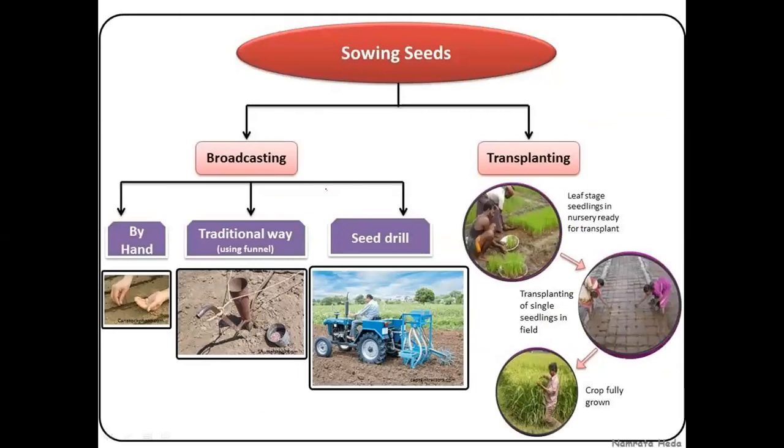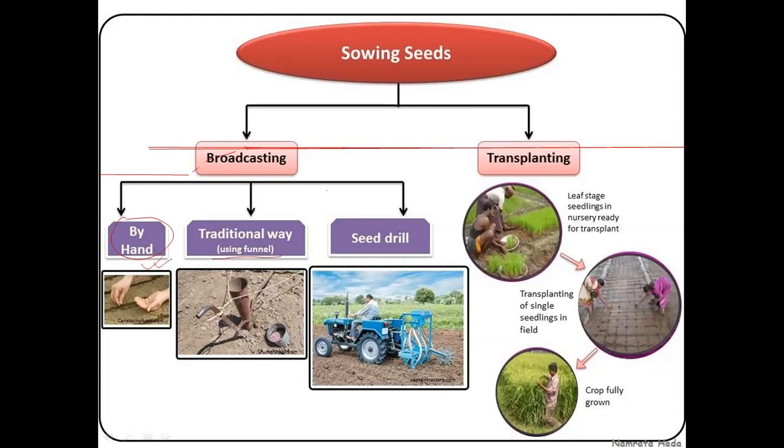In ancient times when the technology was not very much evolved, farmers adopted very simple methods of sowing the seed. They usually used to spread the seed by hand. So the first traditional method was sowing by hand. Now another traditional method was using a funnel.